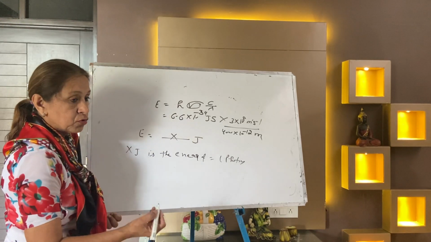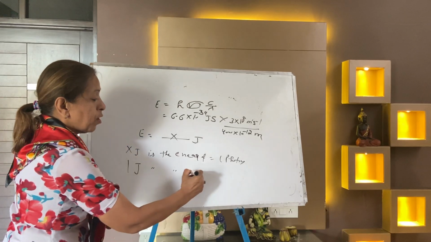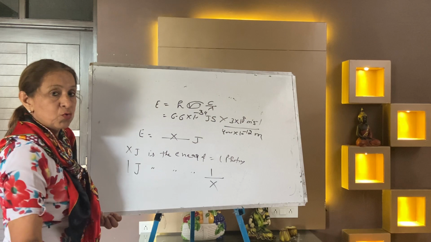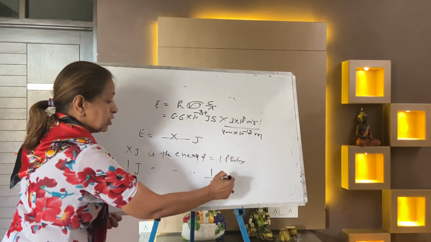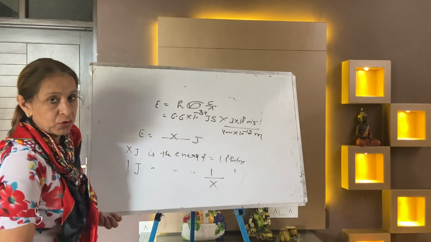Calculate the number of photons in 1 joule energy. Then 1 joule is the energy of how many photons? So it's 1 by x. You just do 1 by x, where x is your calculation. So multiply by 1, and the answer will come in photons.